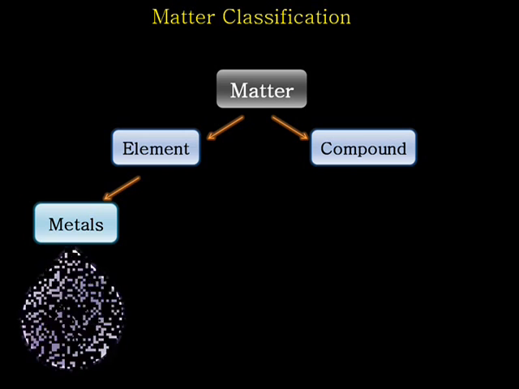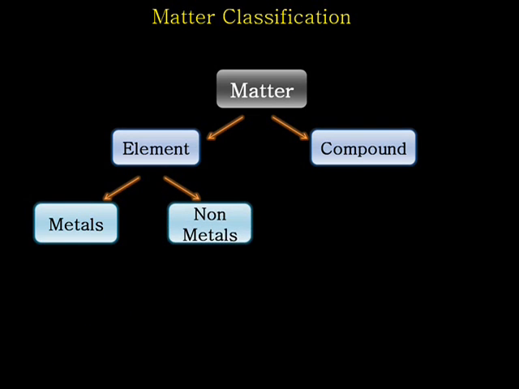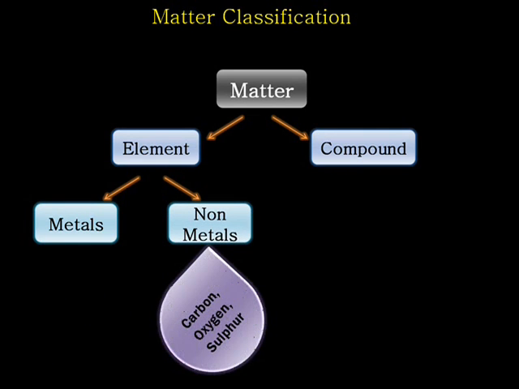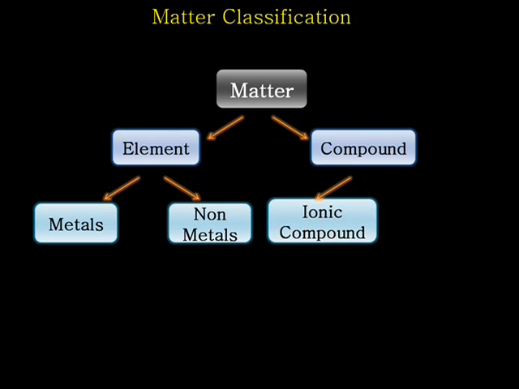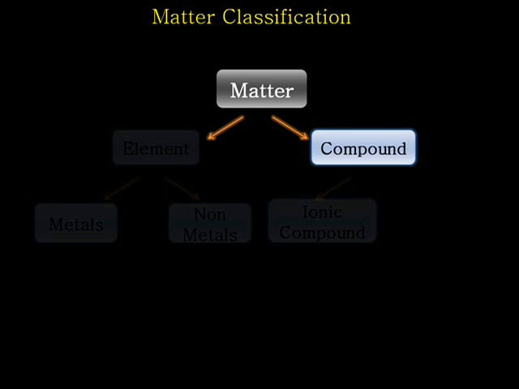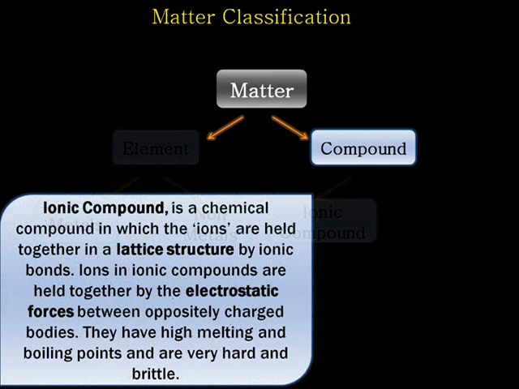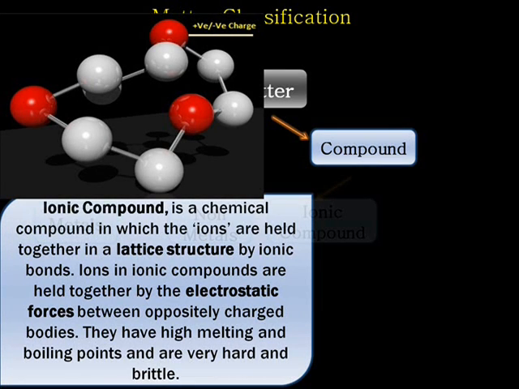and non-metals, examples being carbon, oxygen, sulfur, etc. Compounds are divided into ionic compounds. To understand this, let's try and remember what we read about ions. Yeah, they are the atoms or groups of atoms which have a positive or a negative charge attached to them. So, an ionic compound is a chemical compound in which the ions are held together in a lattice structure. Here's what a lattice structure looks like.